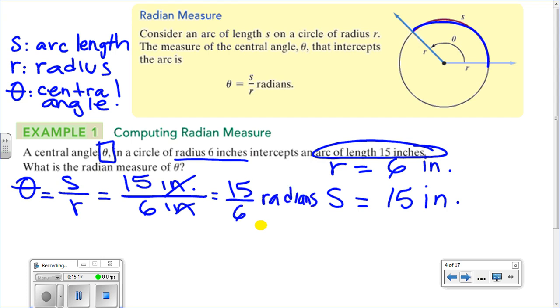Or if someone has a calculator, can you give me a decimal approximation even with your phone? 2.5. Oh, that's true. We should have known that. Okay. 2.5 radians. There we go.